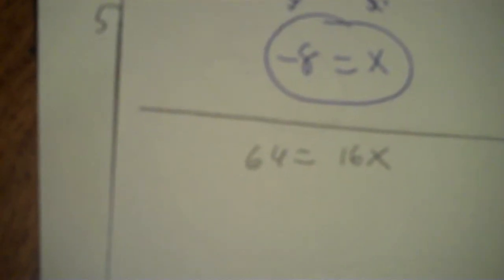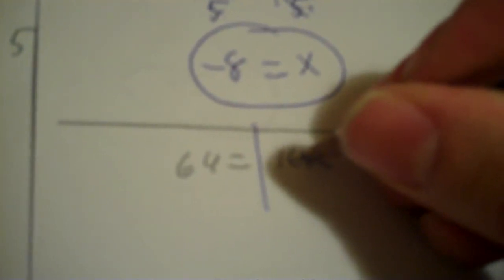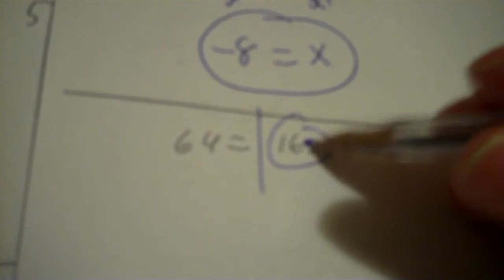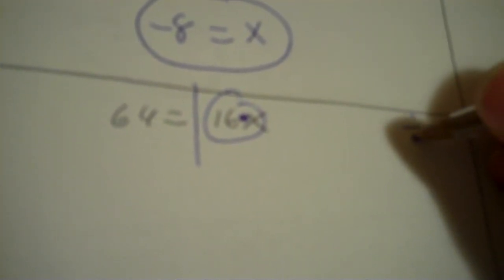Okay, over here. 64 equals 16x. So again, that means 16 times x. So to solve a multiplication problem, we need to do the opposite. Okay, divide by 16. Okay, not by 64. 16 is the number that we got to get off unmultiplied. We don't want that times 16 with the x, so I divide by 16.